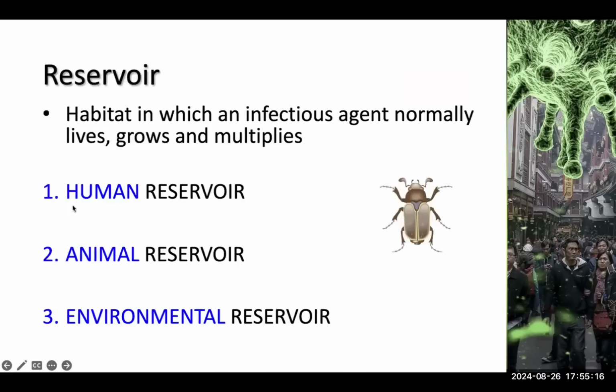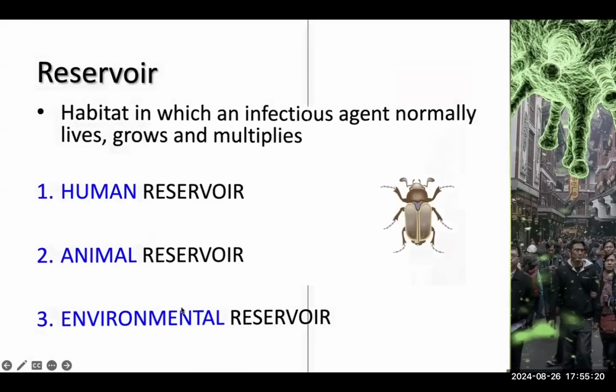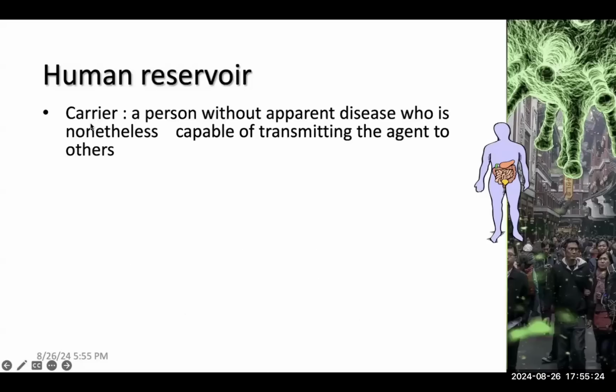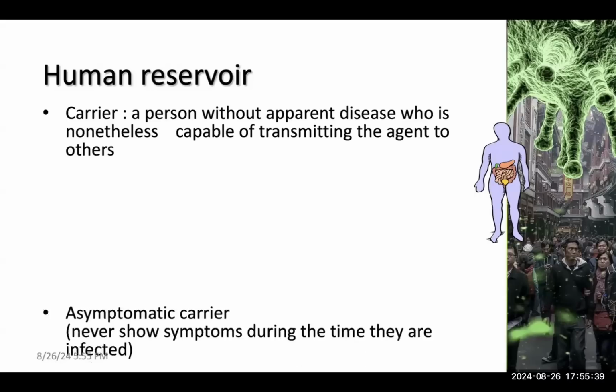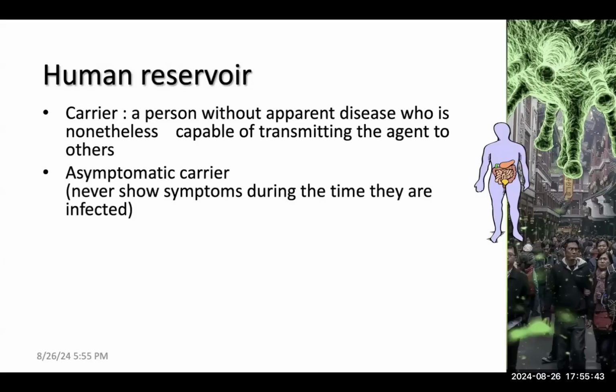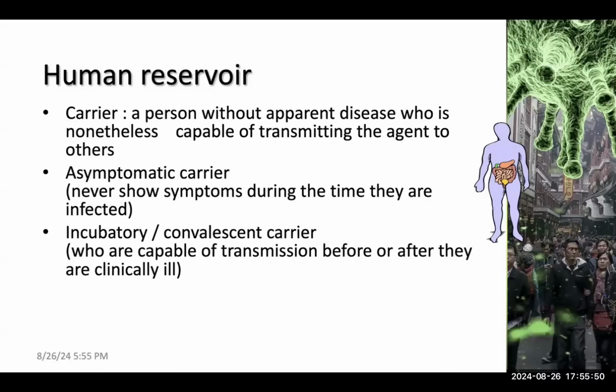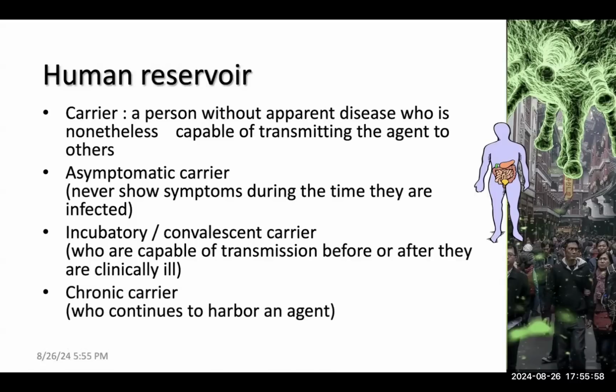Next, we have the reservoir. For the reservoir, we have the human, animal, and environmental reservoir. Types of human reservoir: we have human carrier states. Carrier states are persons with apparent disease who are nonetheless capable of transmitting the agent. Asymptomatic carriers are subjects who have the disease but don't have signs and symptoms, and they will be able to pass on the disease. Incubatory or convalescent carriers are capable of transmitting the disease before or after they are clinically ill, and chronic carriers continue to harbor the agents for a long period of time. Examples of chronic carriers are patients infected with hepatitis B or Salmonella typhi.